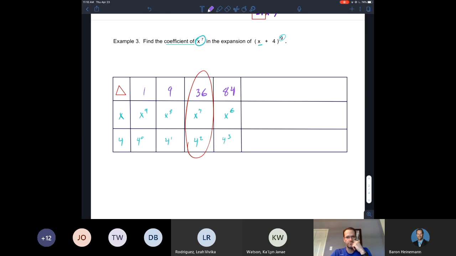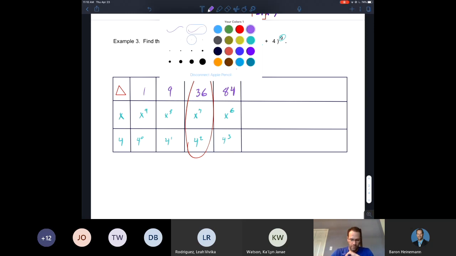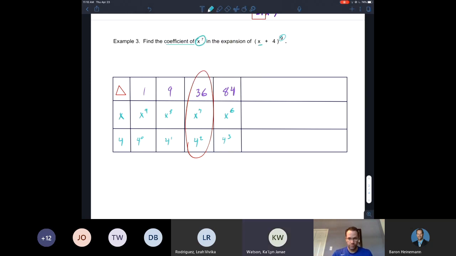Anyone? You can grab a calculator if you have to. What do you have to do in order to find this coefficient? Is it 576? It is 576. 576 x to the 7th power is what this term turns into when you multiply all those values vertically. The number we want is 576. 36 times 4 squared. Very good.